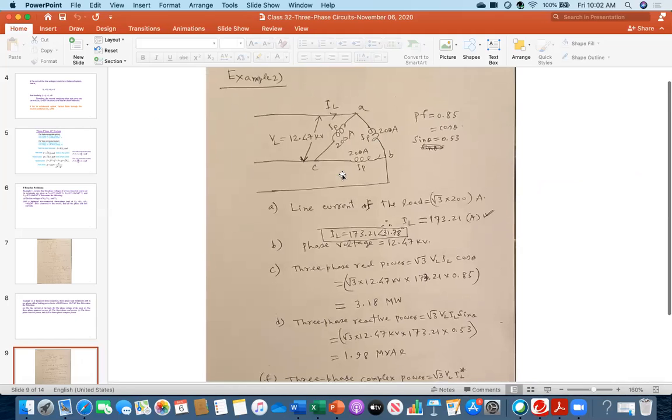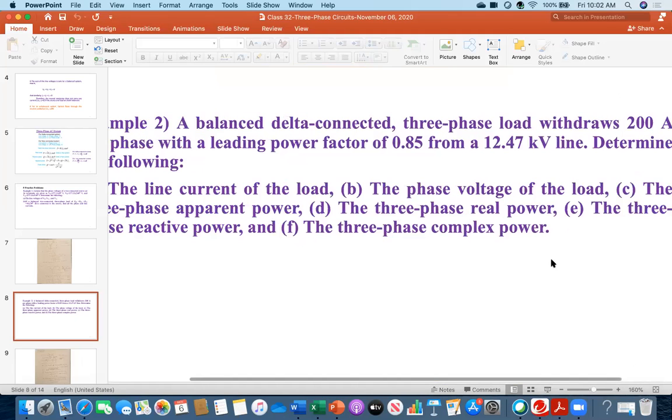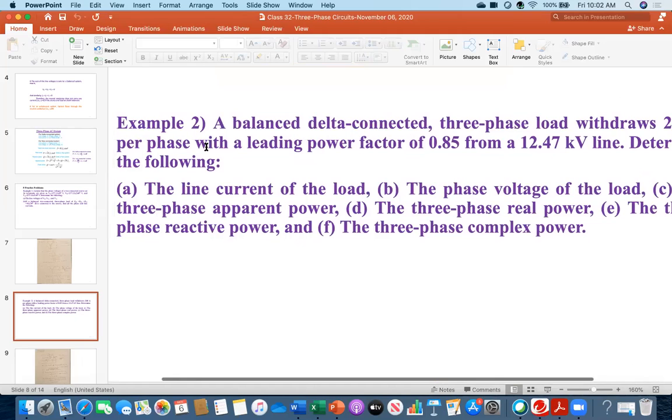Look at the structure. The problem says the phase current is 200 ampere. This one withdraws 200 ampere per phase, with a leading power factor, from a 12.47 kV line. This line means line-to-line voltage. This does not mean line to neutral or the phase voltage. Clearly it says this is the line. Line means line-to-line voltage.